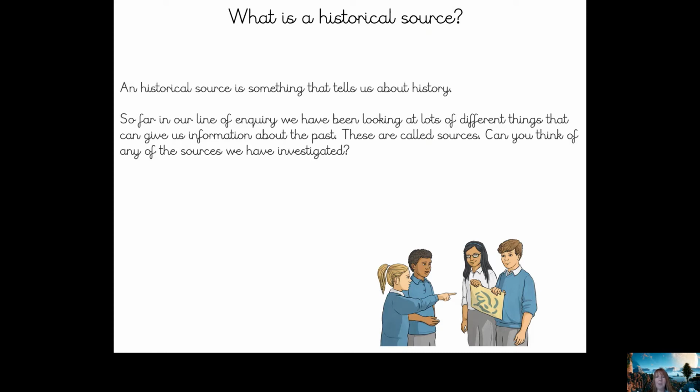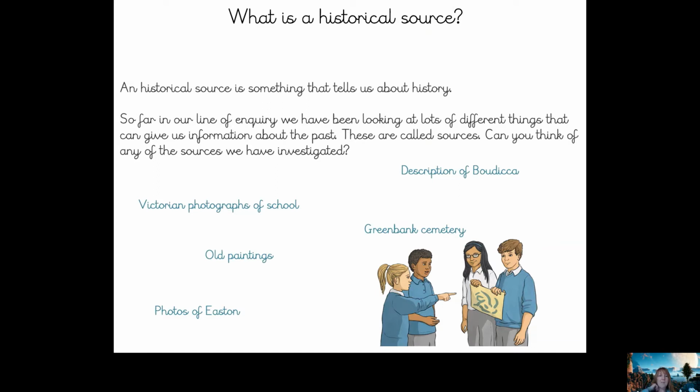Okay, I'm going to move my slideshow on. These are some of the things that we've used so far that are historical sources. So we've had Victorian photographs of school. We were looking at some old paintings, historical paintings. We were looking at some photos of what Easton used to look like, the area of Bristol where Bannerman Road School is and where lots of you live. We were looking at some descriptions of what Boudica was like. And we were looking at Greenbank Cemetery, at the gravestones. They were historical sources that were telling us information about the past. So there are just some examples, and you might have thought of some more as well.